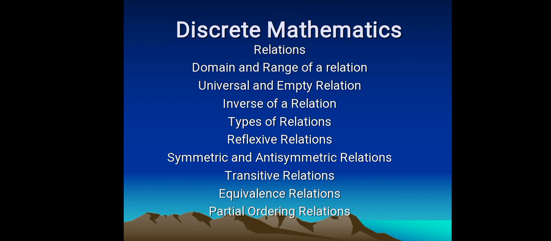First is relations, domain and range of a relation, universal and empty relation, inverse of a relation, types of relations. Types of relation are reflexive relation, symmetric and antisymmetric relations, transitive relations, equivalence relations, partial ordering relations.